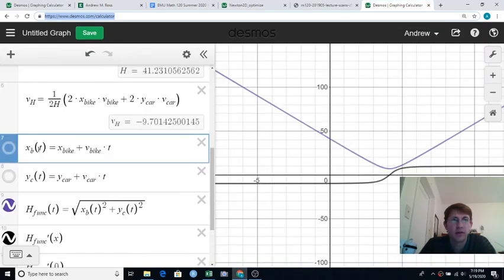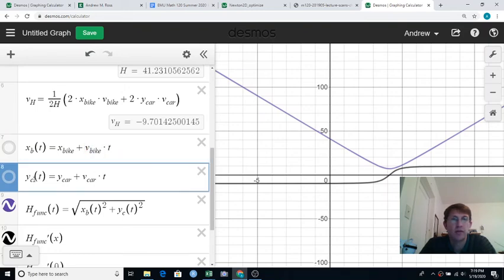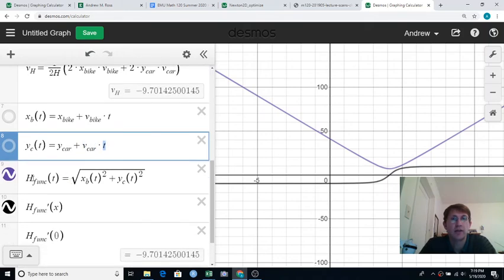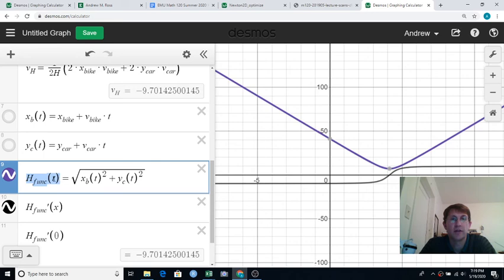Here's another great way to think of it. You can say, where is the bike at time t? That's its initial position, which I guess I should have called x bike 0 for where it is at time 0, plus the bike velocity times how much time has gone by. Same thing for the y position of the car. It's the initial position of the car plus the car vertical velocity times t. Then we can say how long is the hypotenuse as a function of t, and that's just x squared plus y squared at the current time, whatever the current time is.